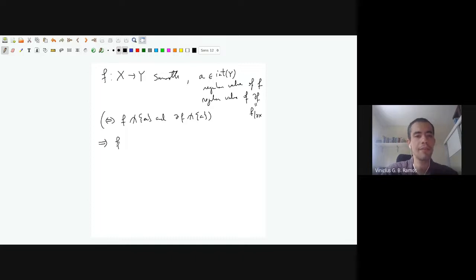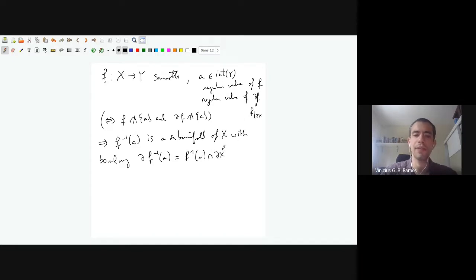then the preimage of a is a submanifold of X with boundary, and the boundary is exactly the intersection of the preimage of a with the boundary of X. So that's the same thing as the preimage of a by the boundary function. Okay, so I said this was a proposition.